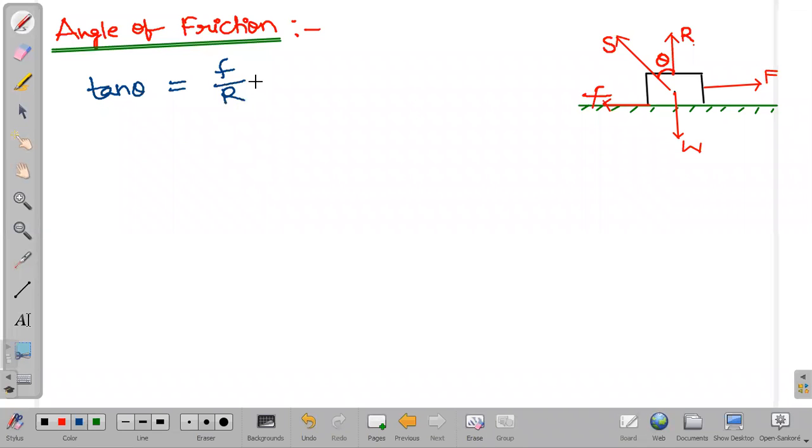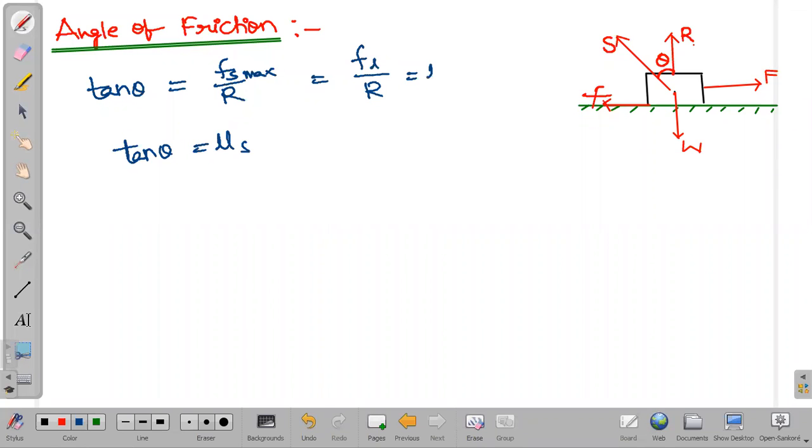Now, F we take when the applied force is there and this is about to start the motion. At that situation, that means Fs maximum we will take. Fs maximum means static friction maximum, so it is limiting friction. So Fl by R I am taking: the limiting friction by the normal reaction force. This can also be written as the frictional coefficient mu s. That means tan theta can be written equal to mu s.